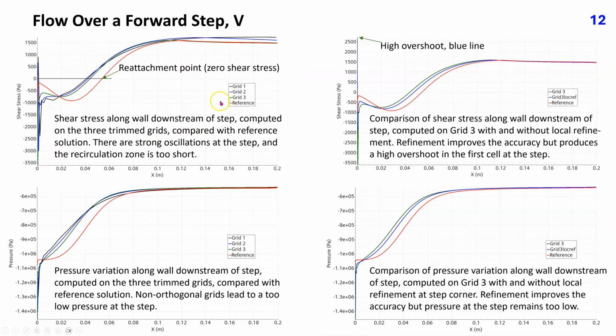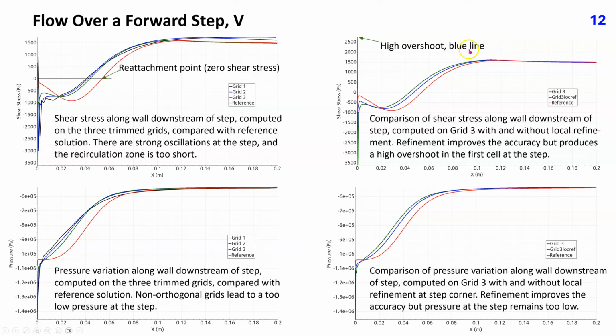This plot shows shear stress distribution along channel wall downstream of the step, computed on the 3 trimmed grids and the reference grid. The location of reattachment point, that is, the length of the recirculation zone, is identified by the location of zero shear stress. There are strong oscillations at the step edge in solutions from all 3 trimmed grids, and the recirculation zone is too short. The solution is changing in the direction of reference solution with grid refinement, but it would take many more refinements to reach the reference solution.